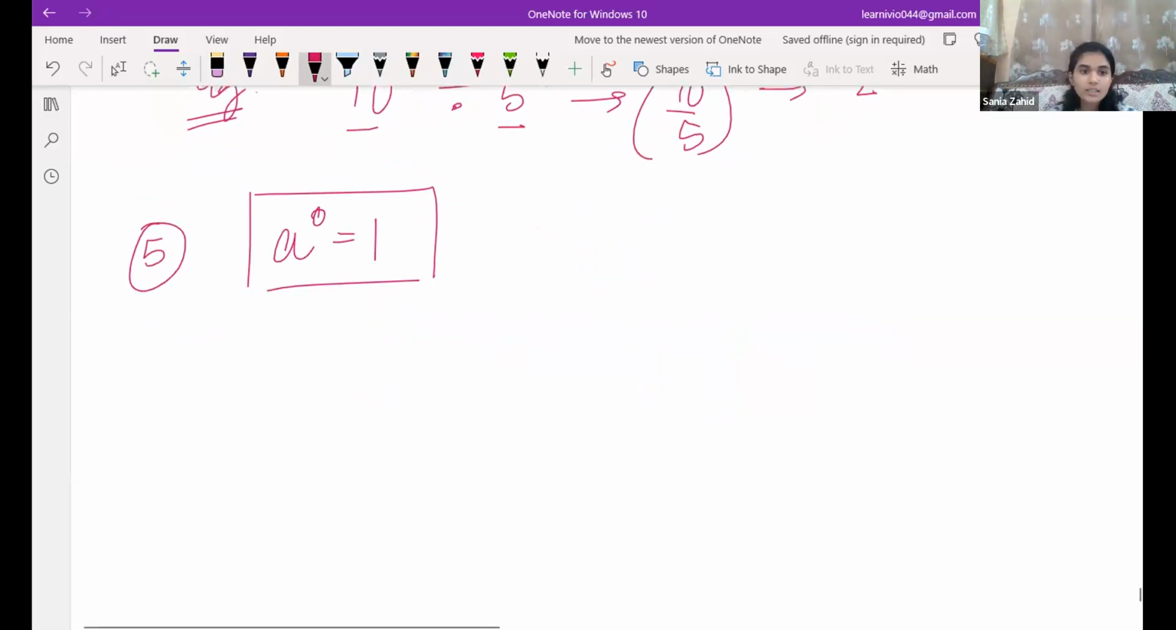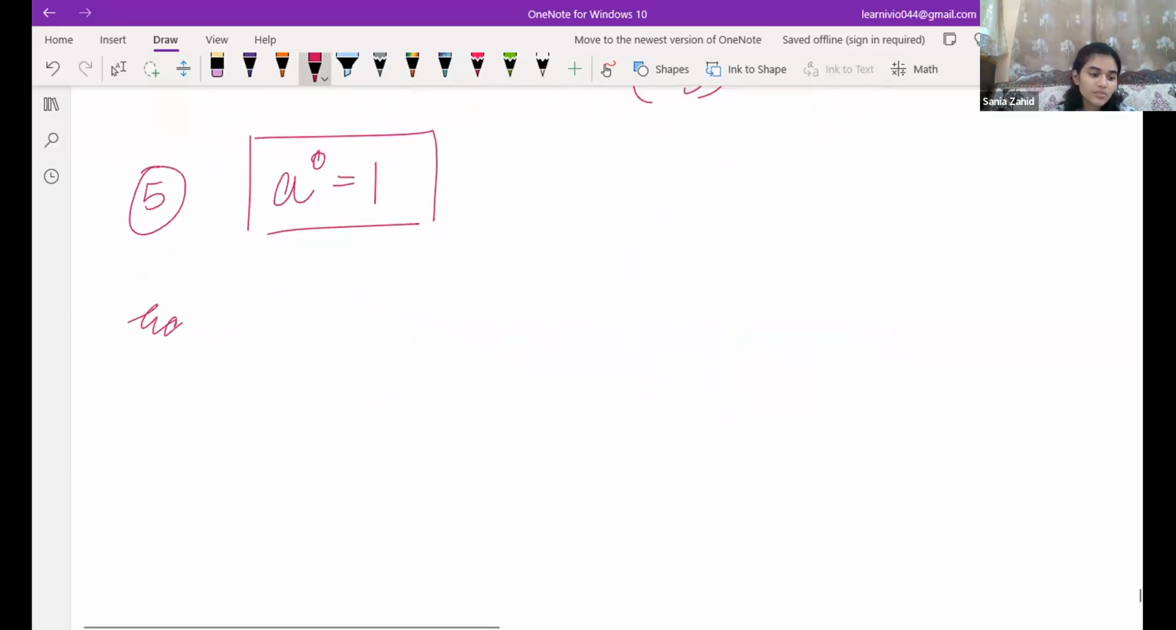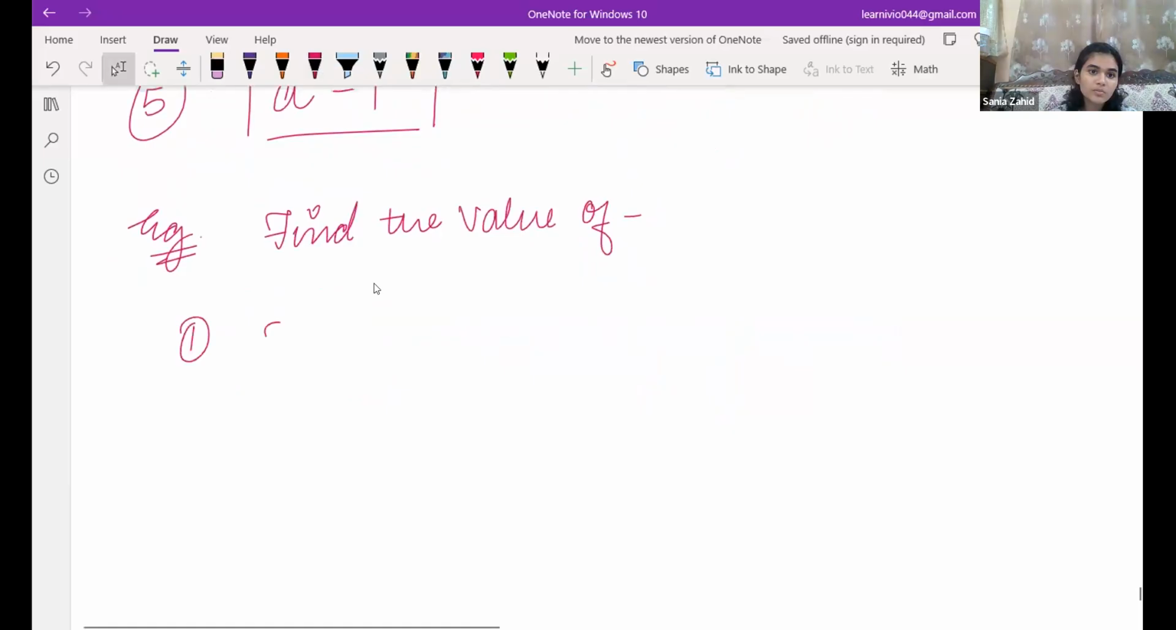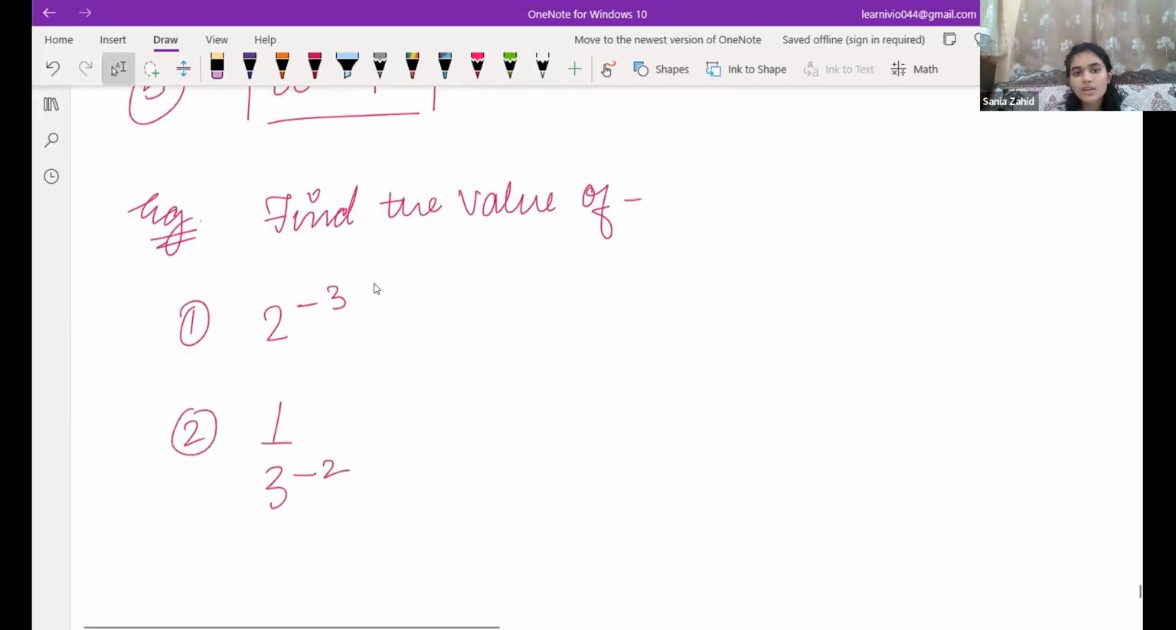So children, now I'll give you some questions. The first question says find the value of 2 to the power minus 3, and 1 by 3 to the power minus 2. Solve these and find the value.